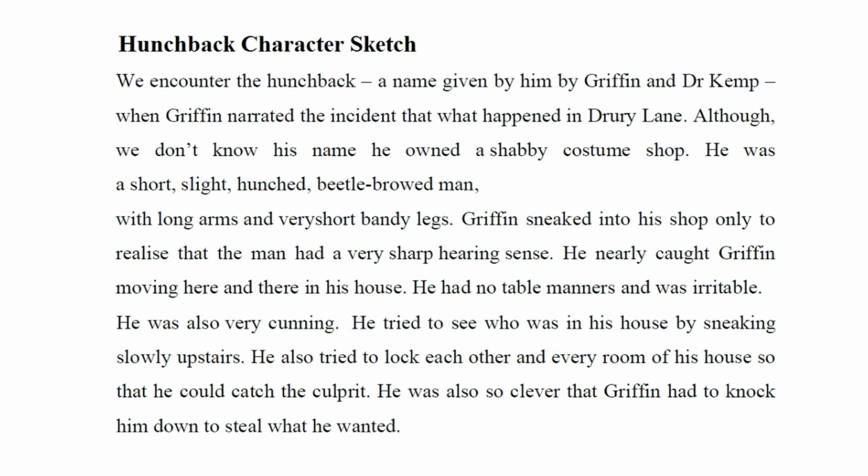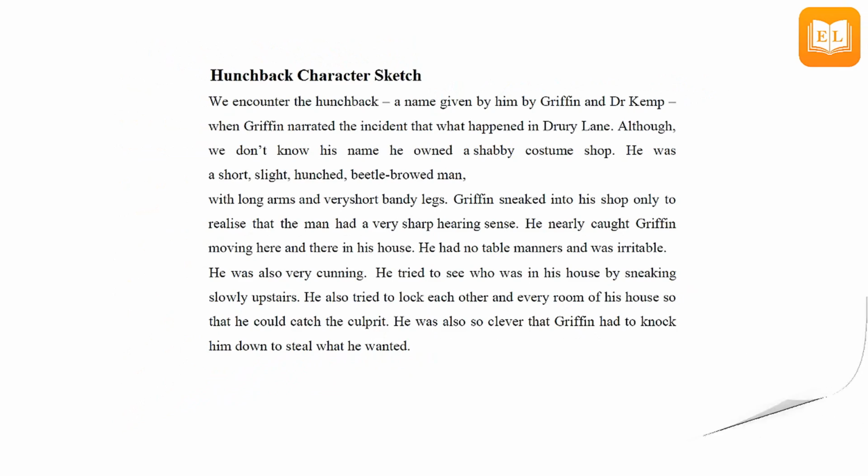He tried to see who was in his house by sneaking slowly upstairs. He also tried to lock each and every room of his house so that he could catch the culprit. He was also so clever that Griffin had to knock him down to steal what he wanted.